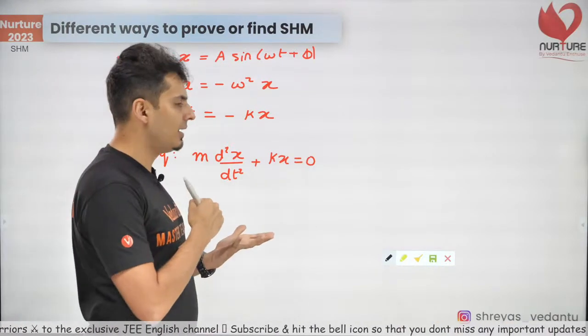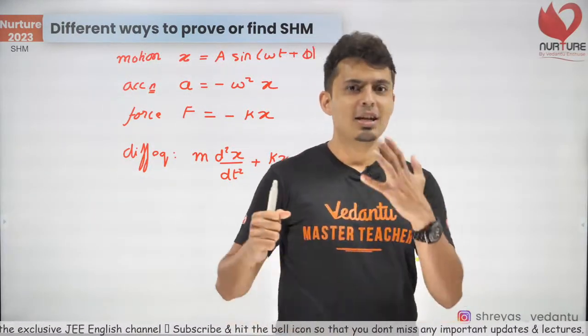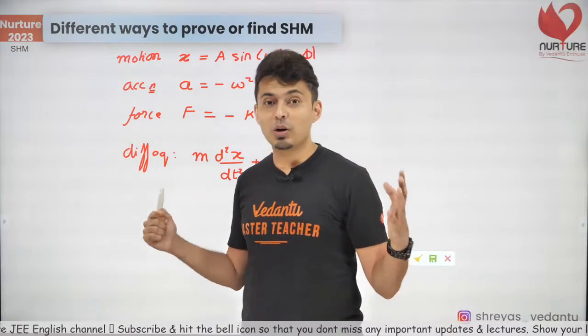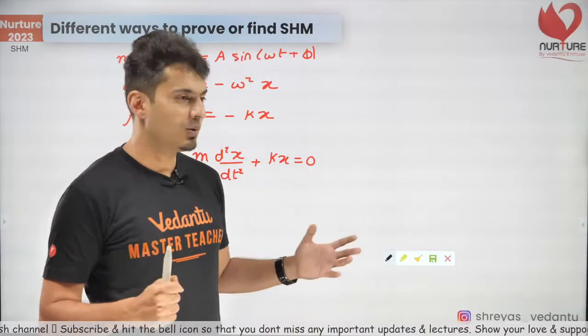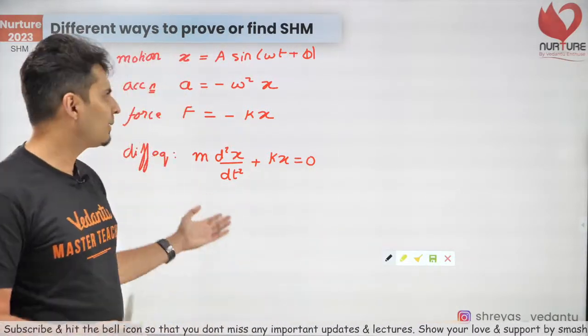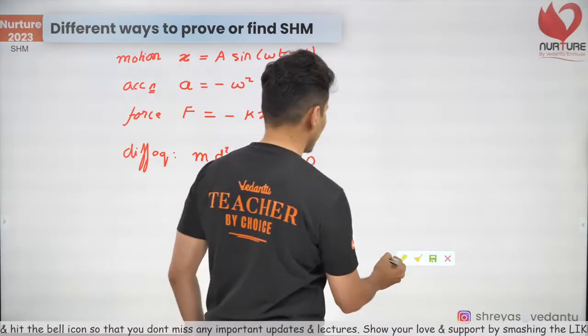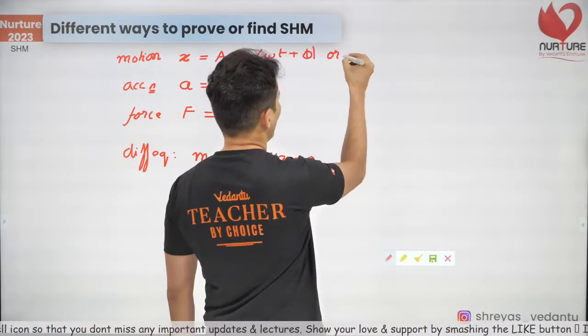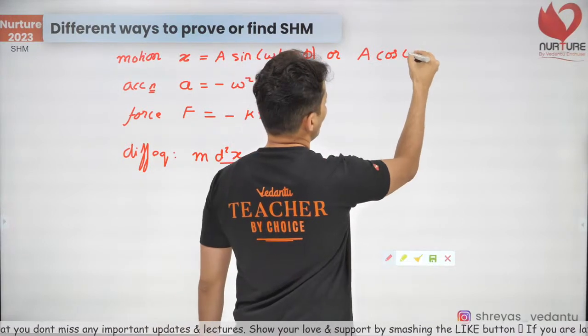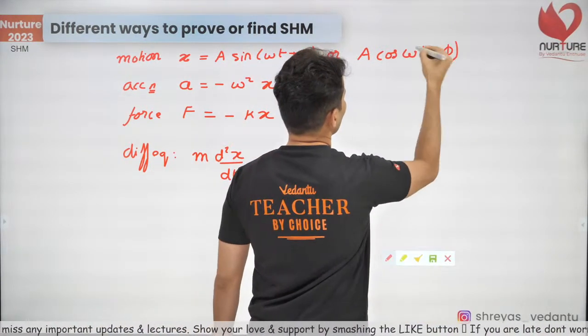Yes, definitely you can. And that's what you will see in the next class when we are going to talk about phasors and phasor diagrams. It doesn't really matter whether it is sine or cosine. So I can probably add over here a cos omega t plus phi.